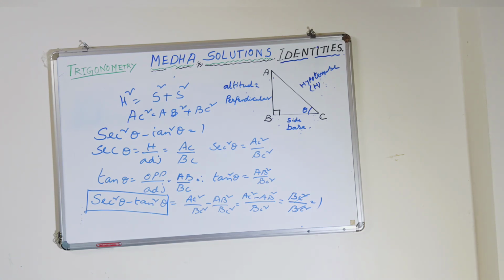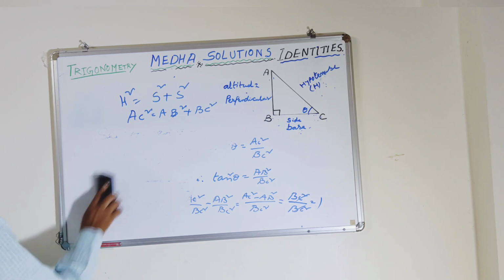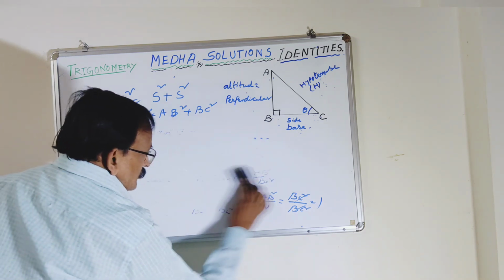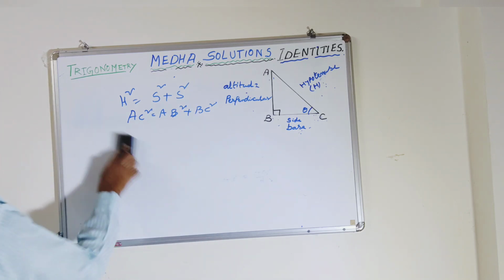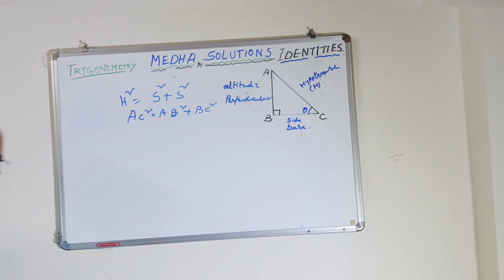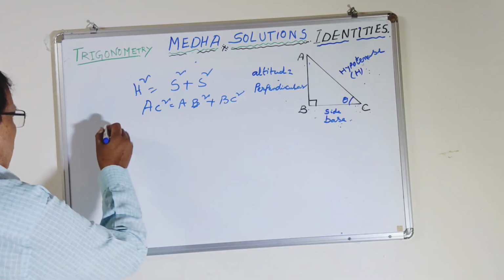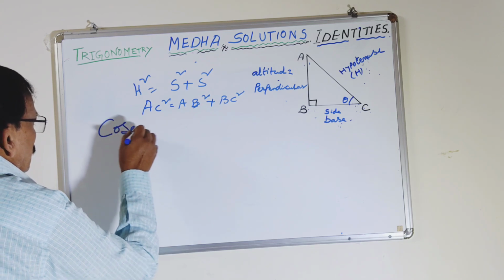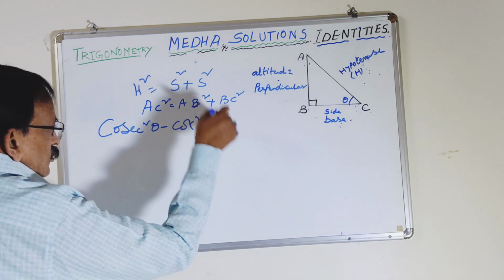Now we are going to learn about the third identity. The third identity is cosec square theta minus cot square theta is equal to 1.